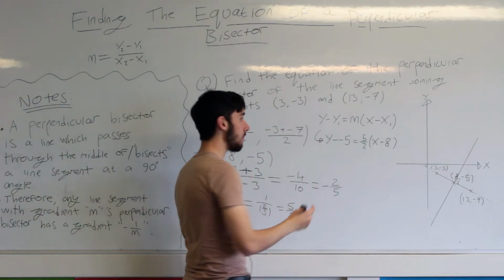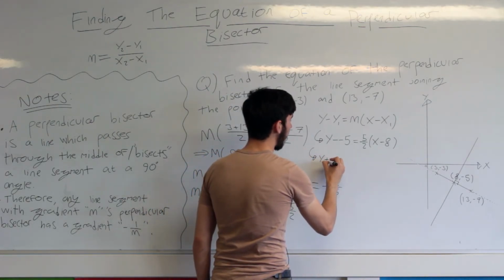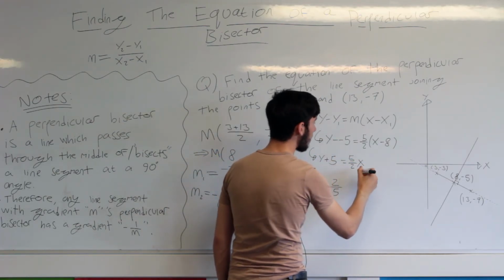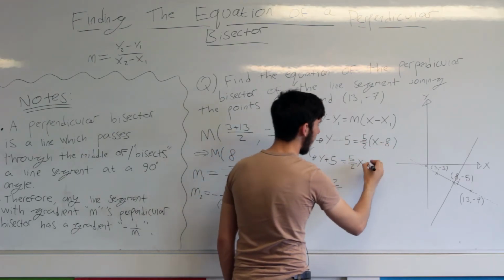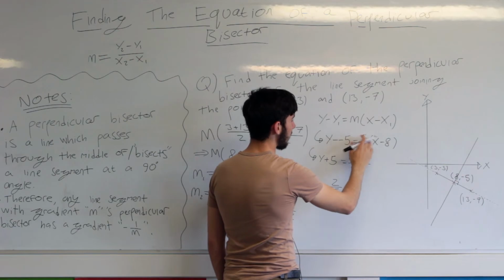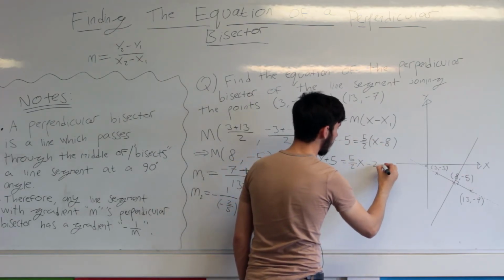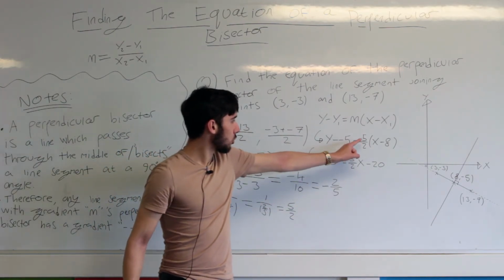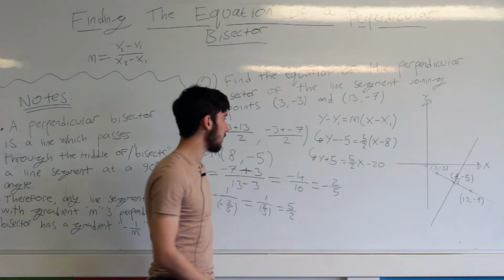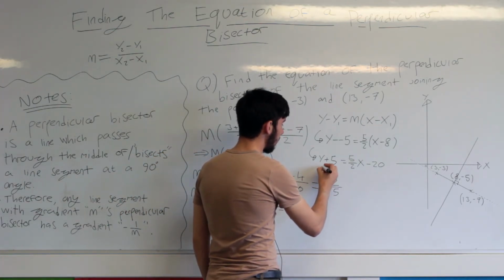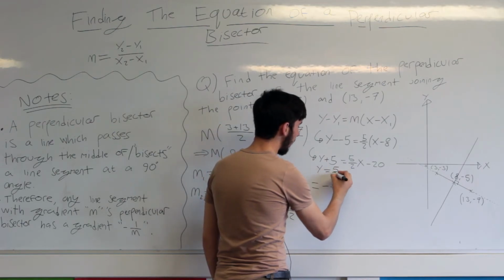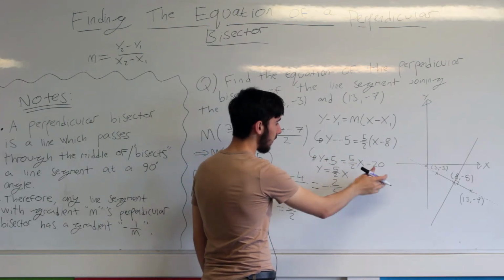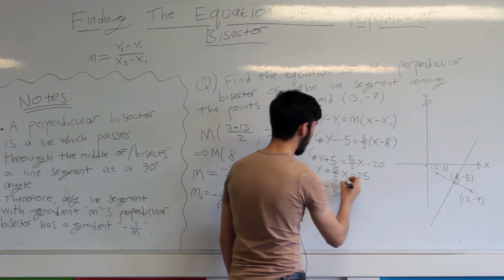And then, guys, we just need to simplify. So this is going to be y plus 5, because there's two negatives there, is equal to 5 over 2 times x, and then 5 over 2 times minus 8 is going to be 40 over 2, so it's going to be minus 20. Is that right? Yep, that's right. So 2.5 times 8 is 20, negative. And then, guys, we just need to take 5 away from both sides. We get 5 over 2 x, and then minus 20 minus 5 is minus 25, just like this.